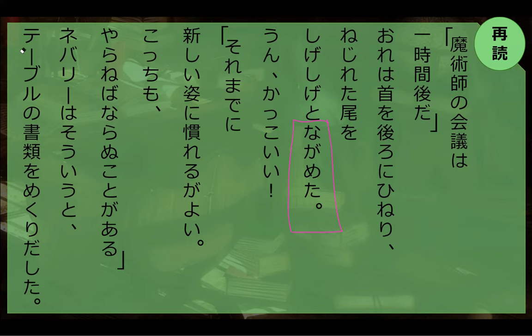What does nagameru mean? Nagameru is to stare. He's staring. Perfect. And what does naranuba naranai mean? This is the Neburi way of saying yaranakereba naranai, but he says naranu, meaning I must do. Perfect. There's the thing that I must do.